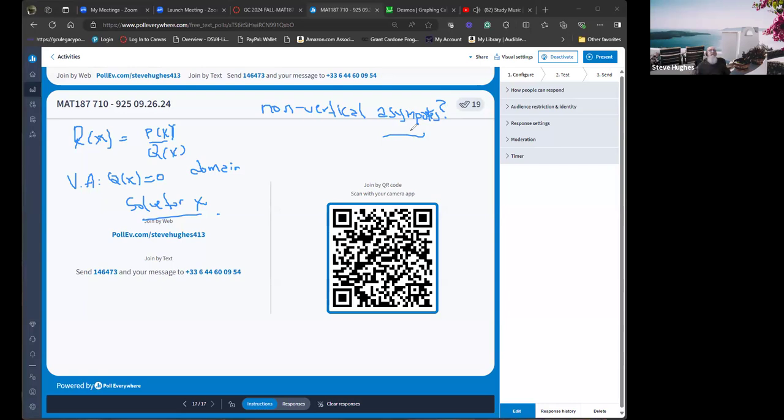Yeah, you look at the degree, right? Exactly. You look at the degree. You compare the degree of P of X and Q of X, and you have a ratio, exactly the ratio of the leading coefficients, right? And then you look at the exponents.